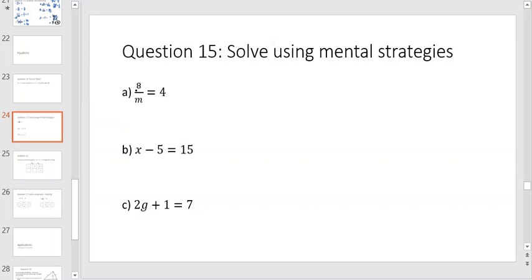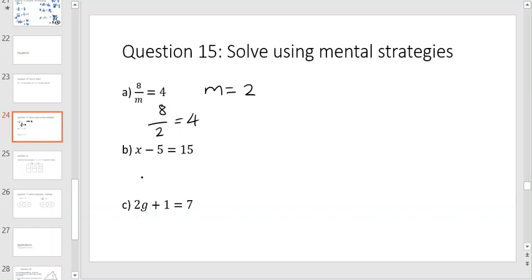For A, we have 8 divided by a number, m, to give me 4. That equals 4. What is m? So what is 8 divided by something to give me 4? Well, I know it has to be 2. And let's check. 8 divided by 2. Yep, that gives me 4.